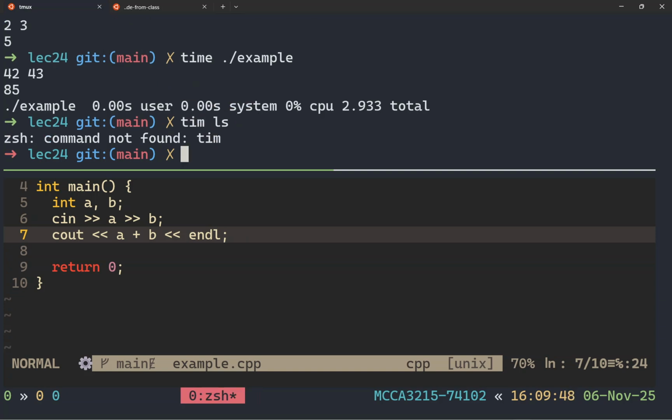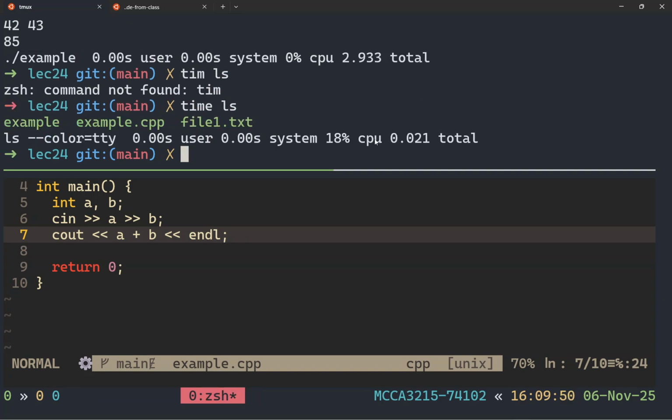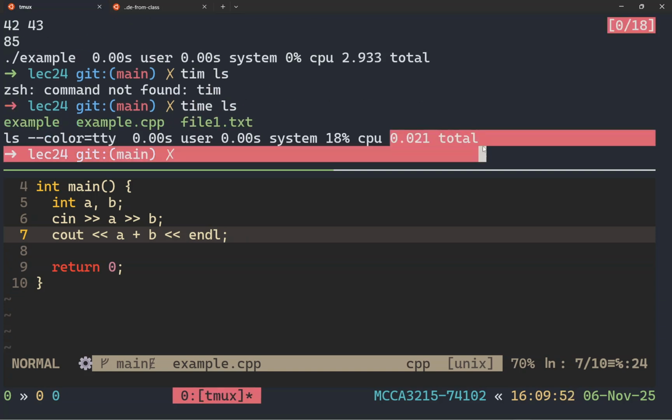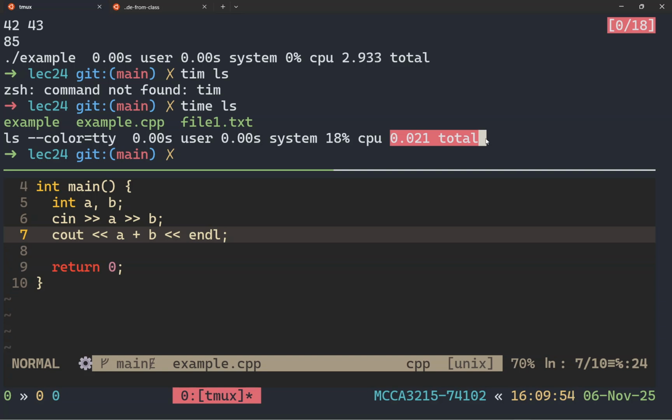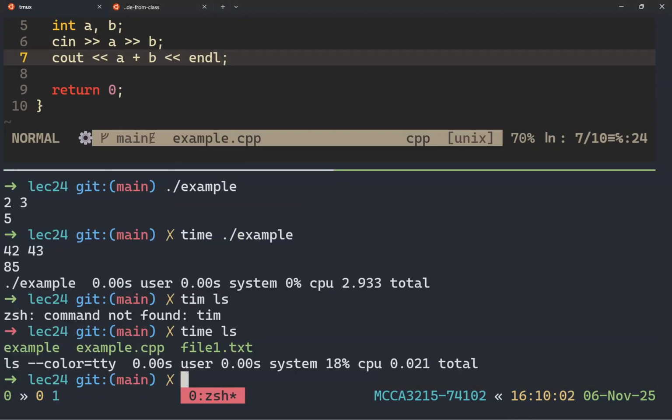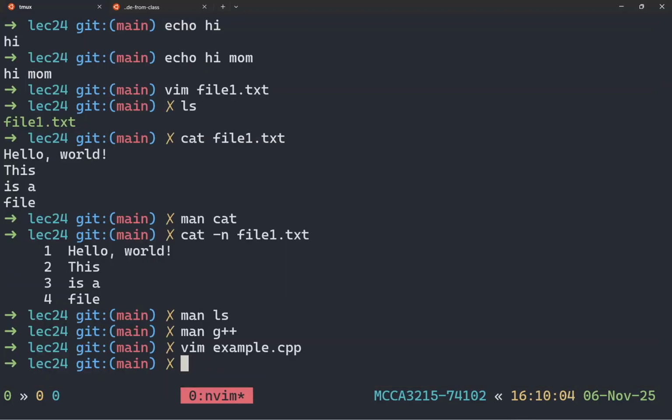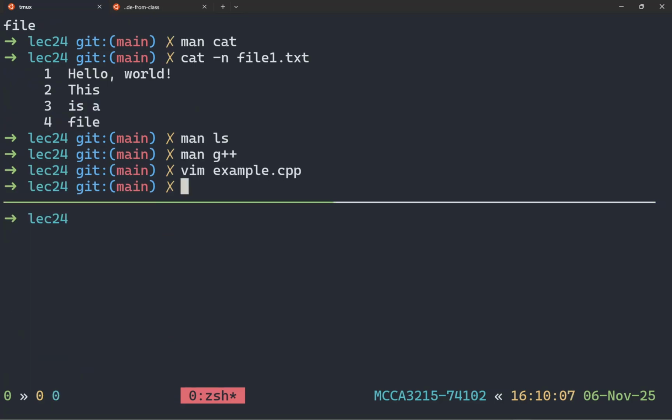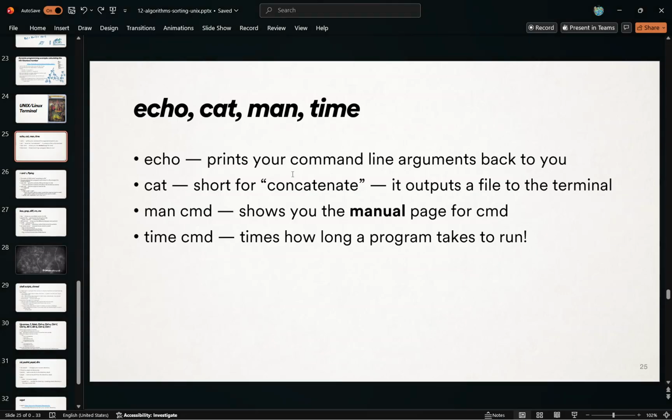Time ls. Very fast, but it looks like it took that long to do its output. That's cute. So yeah, you can time things pretty quickly with that command. That's nice. I think that's most of what I wanted to say. Any questions about those? Just some commands that do things. You can look them up in the manual pages. It's quite nice.